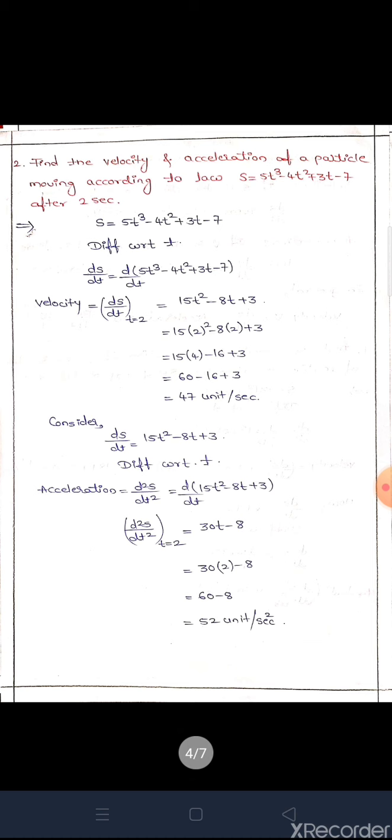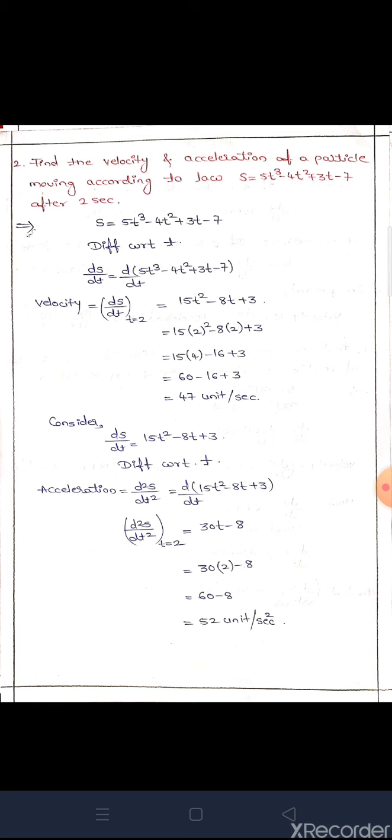So next example, find the velocity and acceleration of a particle moving according to the law s is equal to 5t cube minus 4t square plus 3t minus 7 after 2 seconds. So s is equal to 5t cube minus 4t square plus 3t minus 7. Again the given equation, differentiate once, put the value of t, you will get it as velocity. Similarly, differentiate it once again, put the value of t, you will be getting acceleration.